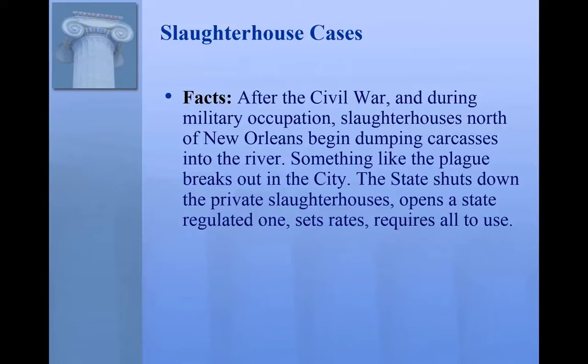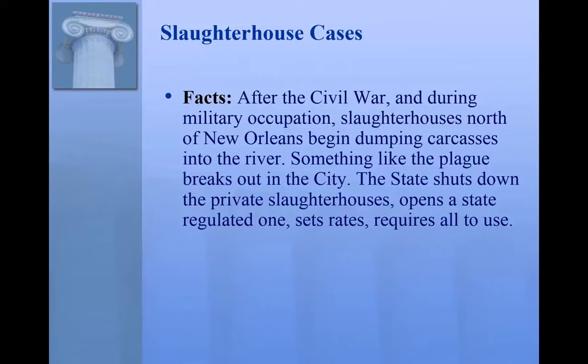Then after a bit of time, something akin to the bubonic plague breaks out in the city, and people realize it's because of these privately owned slaughterhouses that are set up north of the city. They're slaughtering animals, and after they're done, they dump what's left of the carcasses into the Mississippi River, and these rotting carcasses float down the river to the ocean. They're polluting the water of the Mississippi, which at the time was the main source of water for the city of New Orleans. People are drinking this water and they're getting very sick.